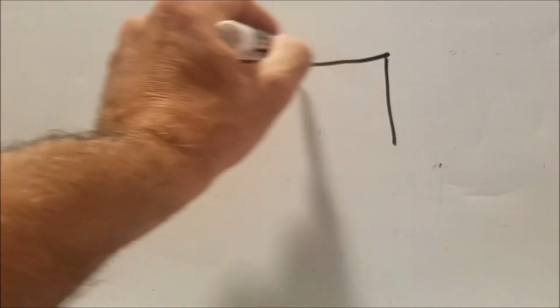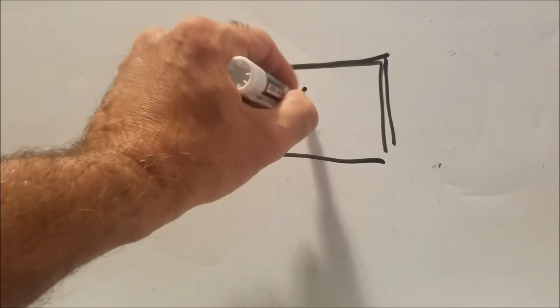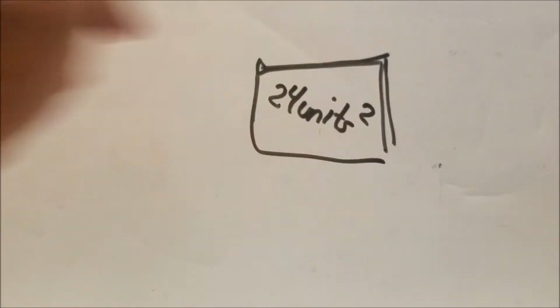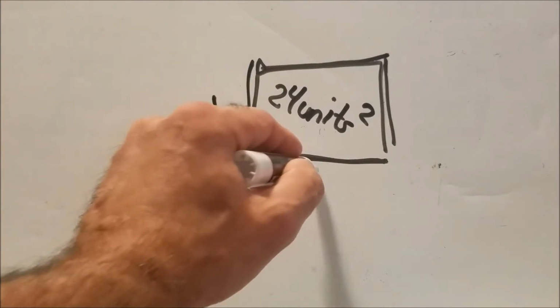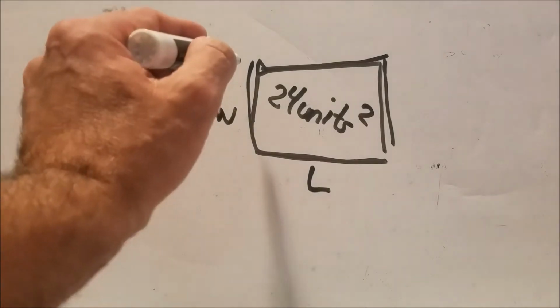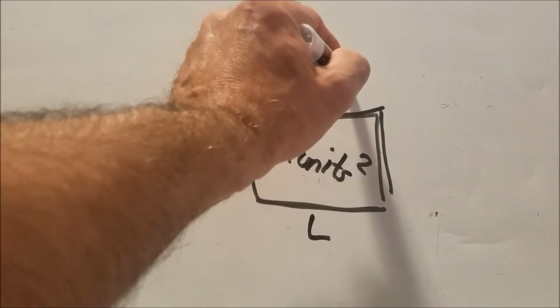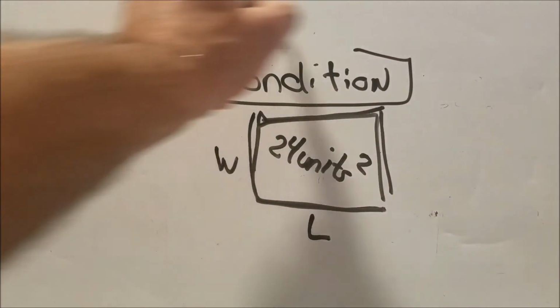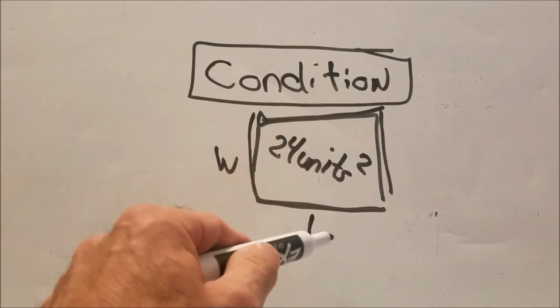Let's review; this was in the previous video. We have a rectangle here, and let's say it was 24 units squared. We already know the area, so we need to know the width and the length. We can just make any numbers we want that will work for 24. But let's have a condition now. So I'll write up here a condition. The condition is that the width has to be something to the length, or the length has to be something to the width.